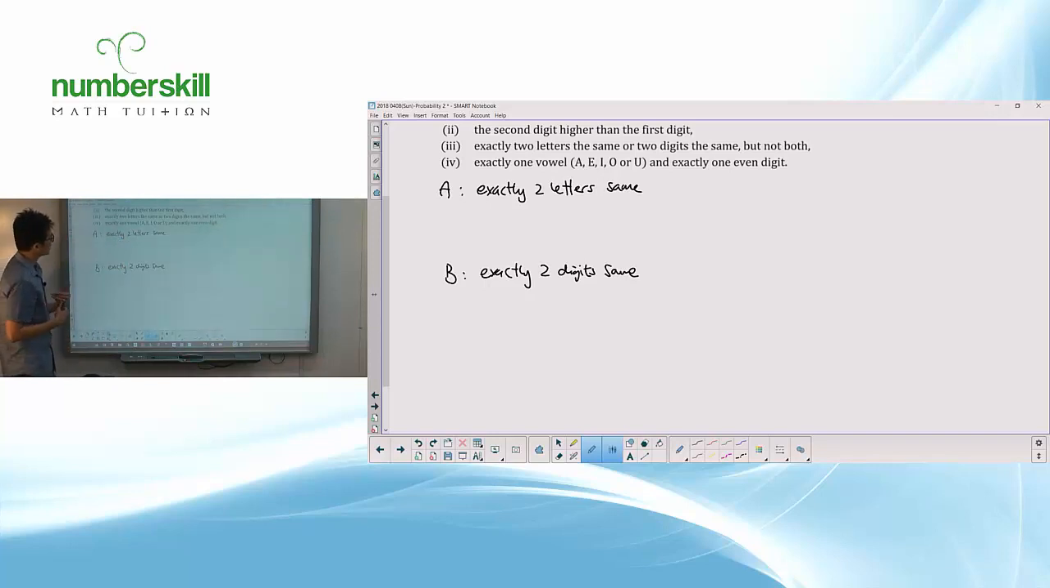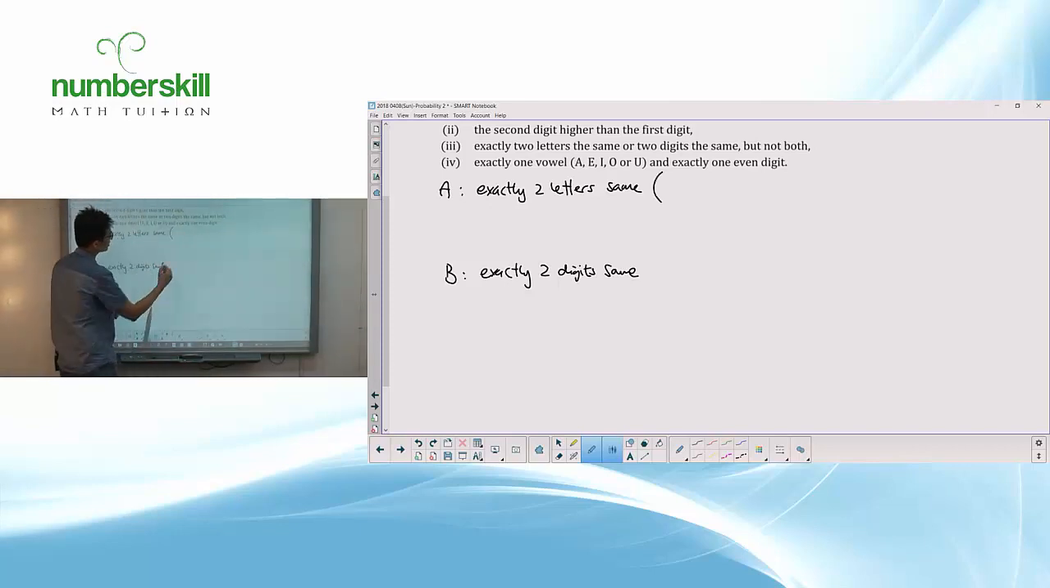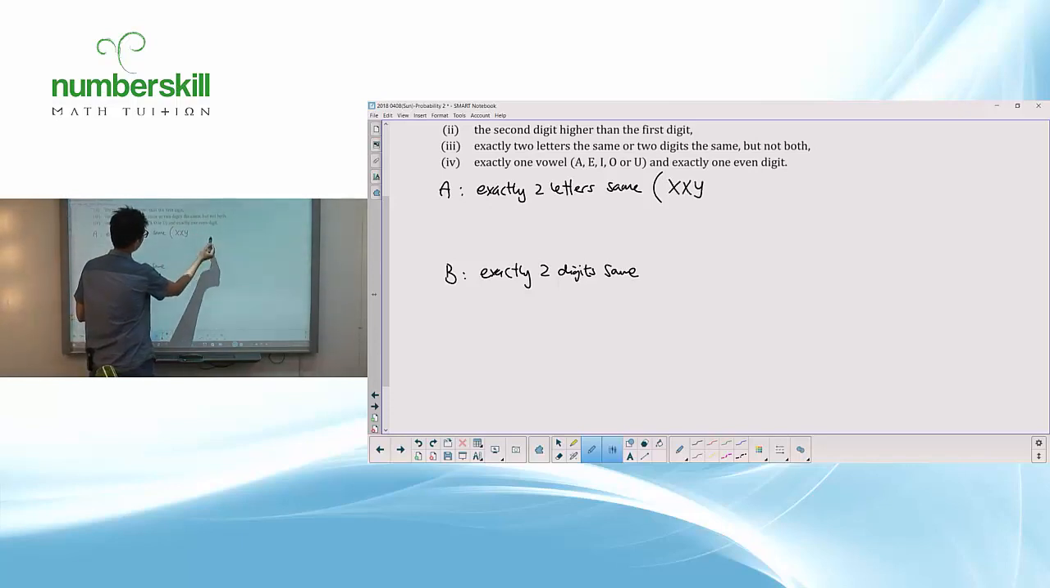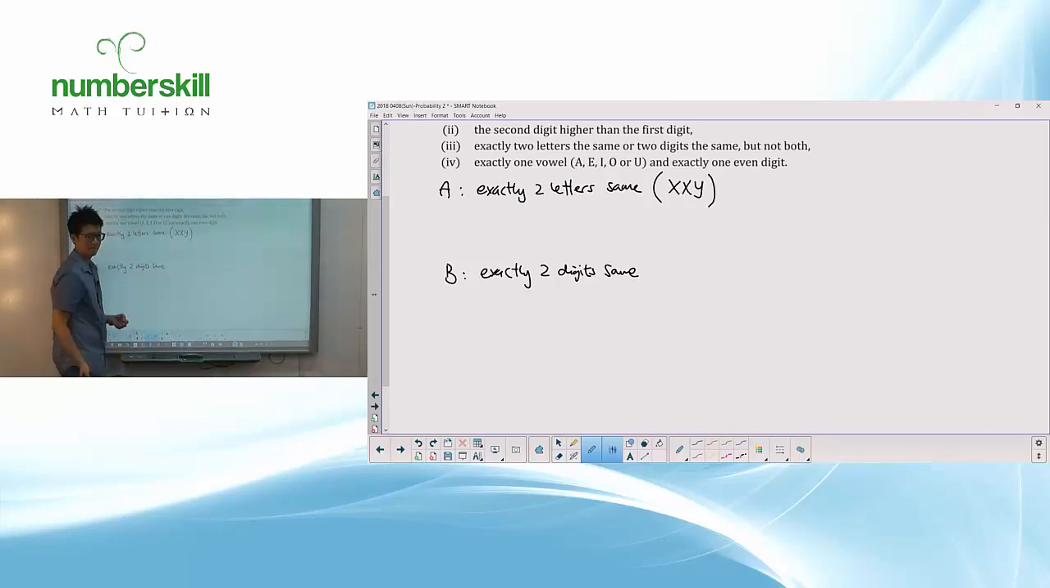So exactly two letters the same. I don't care about the digits. So two letters the same. Think about it, guys. There are 26 letters. Sometimes it pays to visualize. What do you mean by two letters the same? You draw it out. What do I mean? It probably looks a bit like this, right? XXY. Okay, again, I don't care about the digits because case 1 is basically just talking about this.